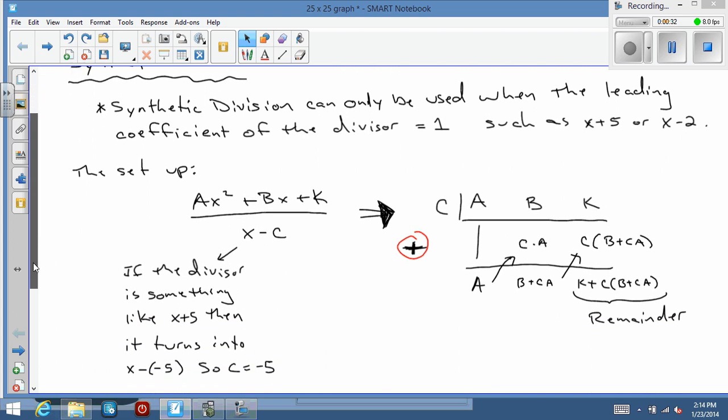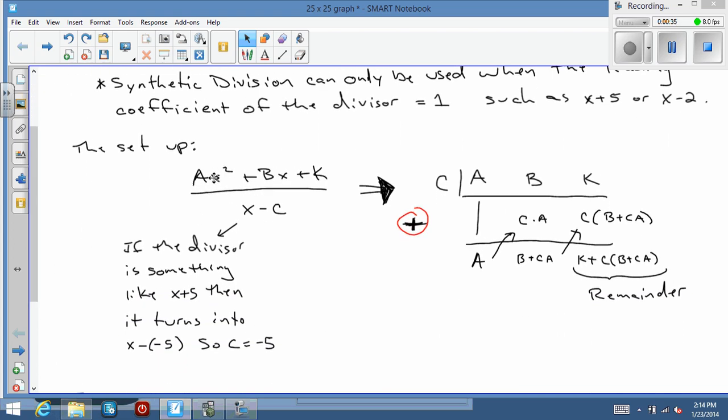To set up synthetic division, if you have a quadratic or any polynomial, such as ax squared plus bx plus k, I used k here so not to conflict with the c down here, and we are dividing that by x minus c. So that's the formula to obtain c. So if the divisor is something like x plus 5, then we convert that into x minus a negative 5 so that we know that c is equal to negative 5. The way that we work with synthetic division is we take that c value, we put it out front, and we do this upside down division box.